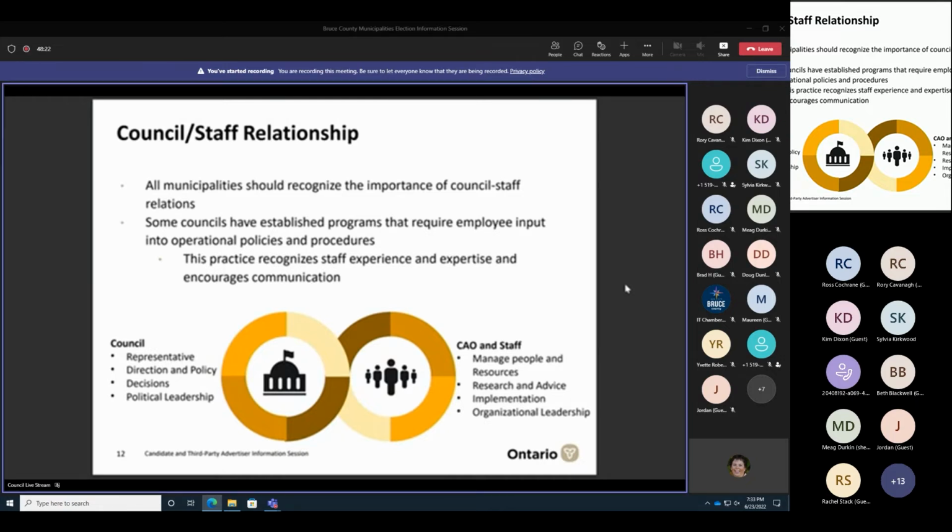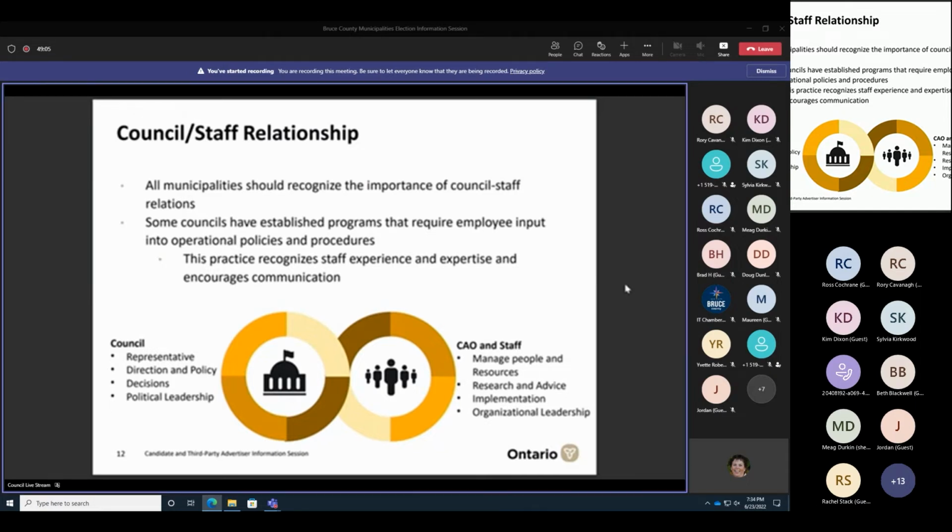So council generally sets the policy direction for the municipality, and staff provides the research and expert advice to help council in its decision-making process. Once council makes a decision, staff generally has the responsibility to implement the policy of the council. So for example, through administering and delivering services and programs to the community. Staff and council rely on one another to move the municipality forward. And both staff and council provide leadership: council provides political leadership, while administration provides leadership to the organization.